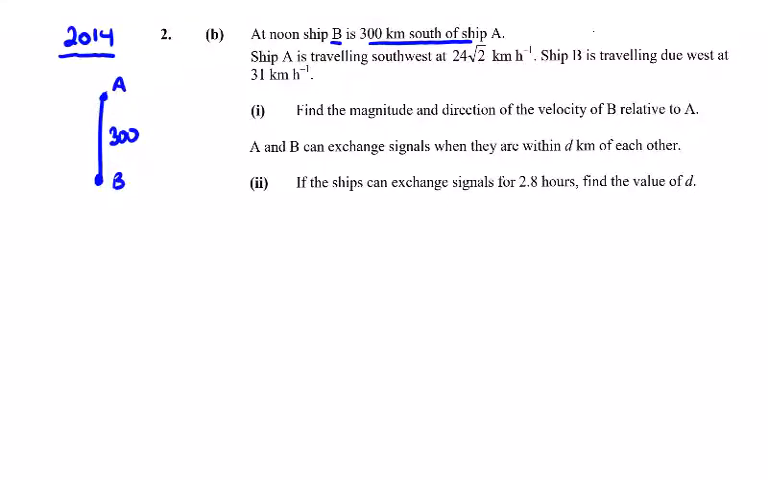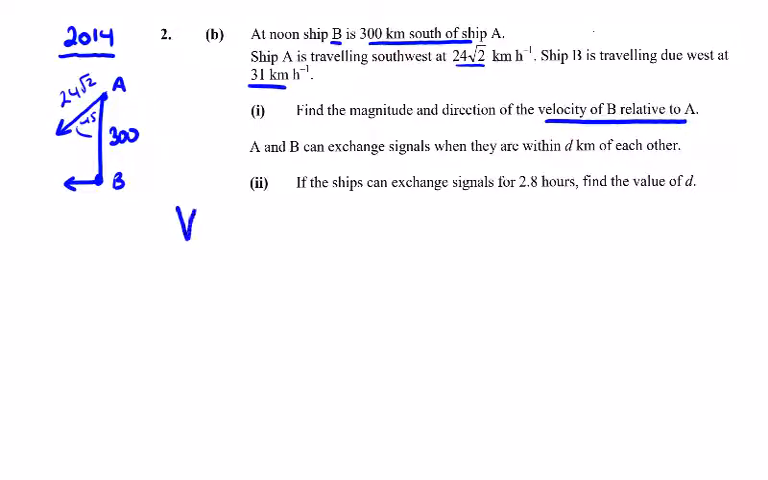Ship A is traveling southwest. Southwest will be in this direction. And we have its speed here, 24 root 2, and we have an angle of 45. And the velocity of B is traveling due west at 31 kilometers an hour. Due west. And in part 1 we're asked for the magnitude and direction of the velocity of B relative to A.